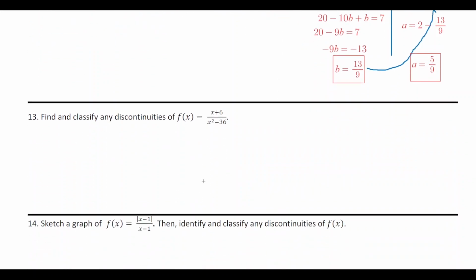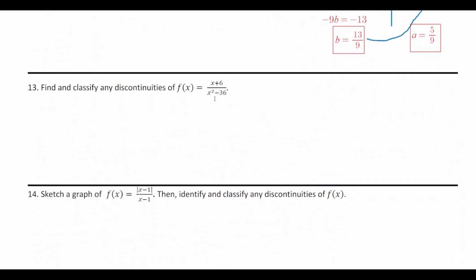Number 13 says find and classify any discontinuities. Well, if I factor that denominator, because that is a difference of two squares, what I'm going to get is x plus 6 times x minus 6. So there are two different types of discontinuities occurring here. We have a vertical asymptote when x equals 6.